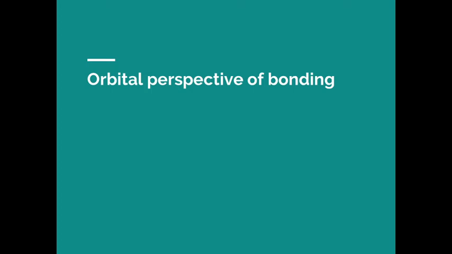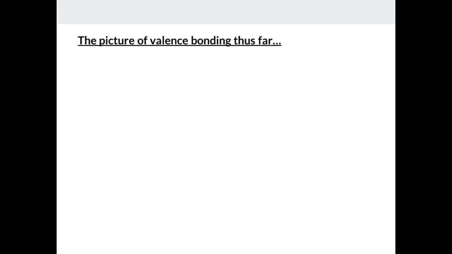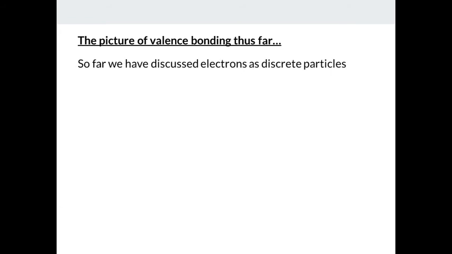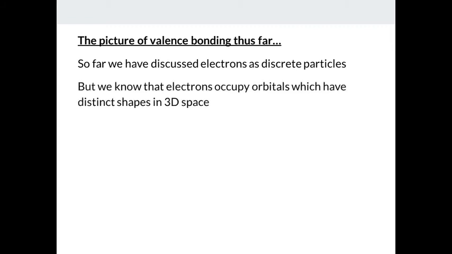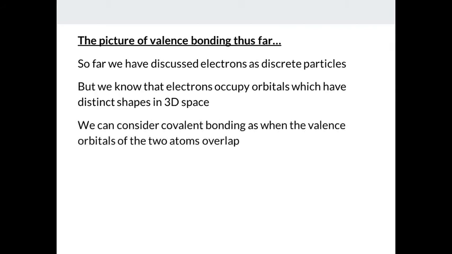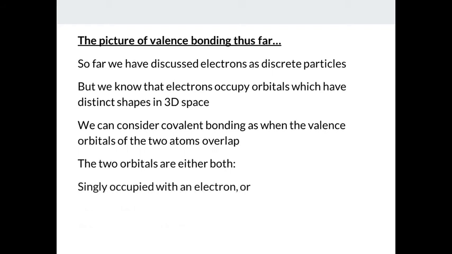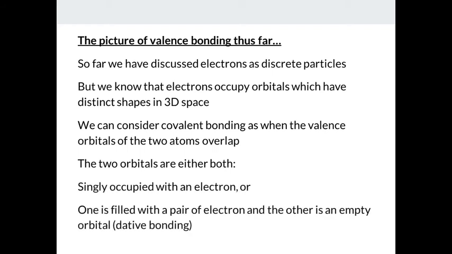Now let us take a look at an orbital perspective of bonding. Right, the picture of valence bonding thus far has been a discussion of electrons as discrete particles or in very vague terms such as regions of electron density. However, we know that electrons occupy orbitals which have distinct shapes in 3D space. You can consider covalent bonding as when the valence orbitals of the two atoms forming the bond overlap. The two orbitals are either both singly occupied with an electron, or one is filled with a pair of electrons and the other is an empty orbital, and this represents dative bonding.